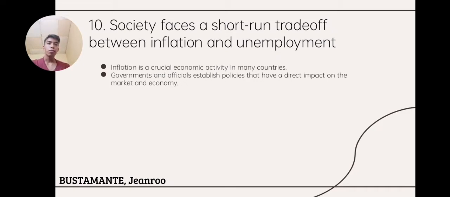Policymakers can influence inflation and unemployment by adjusting the amount of money printed and the amount of taxes levied. As a result, the policies that governments and politicians undertake have a direct impact on the market and economy, and can have a significant impact on inflation and unemployment rates.